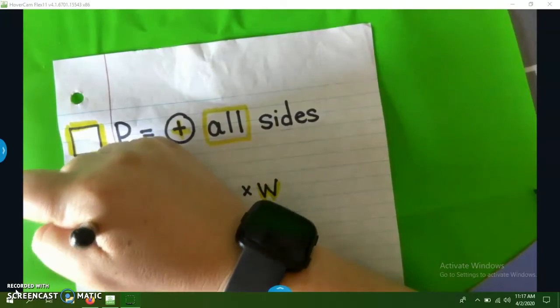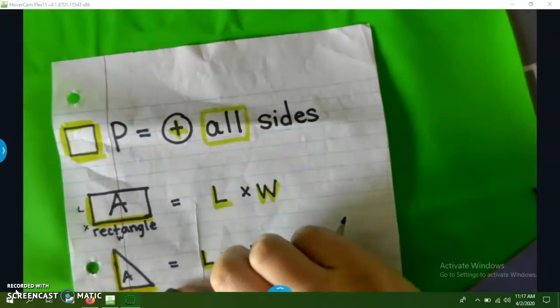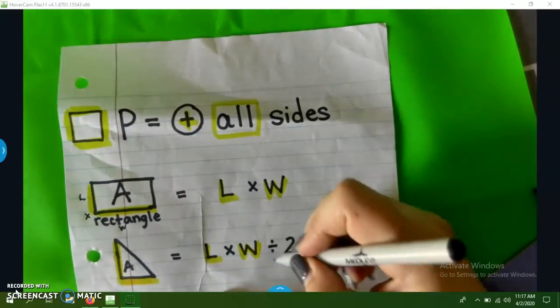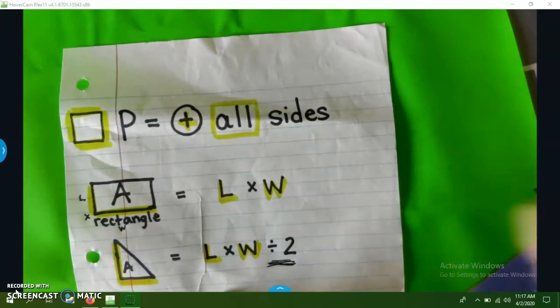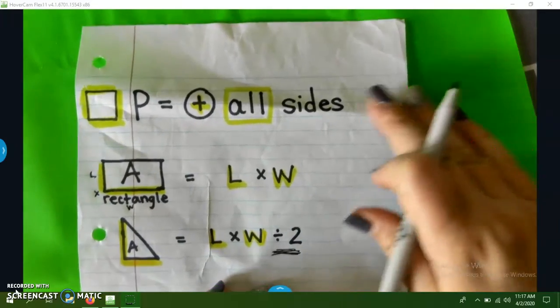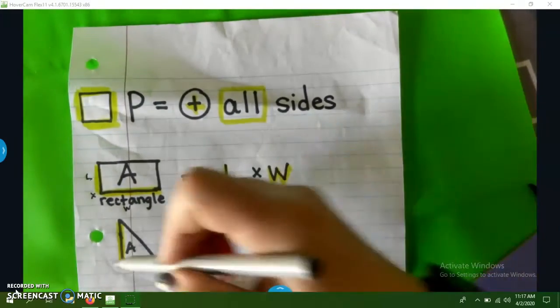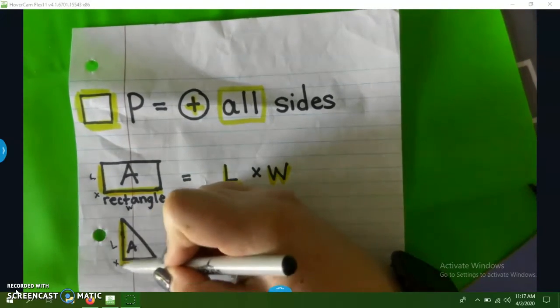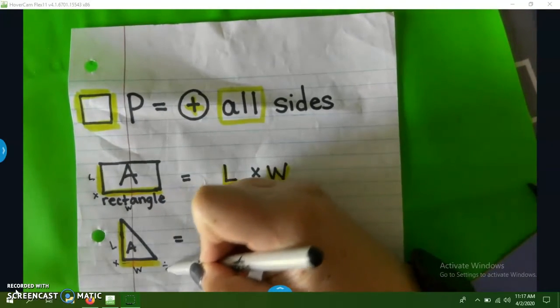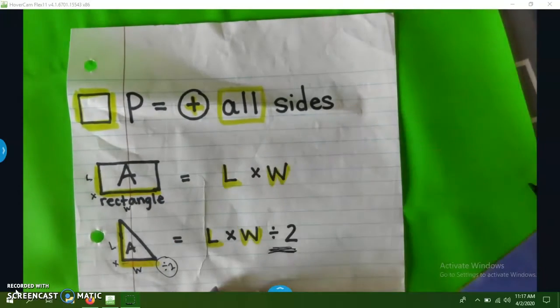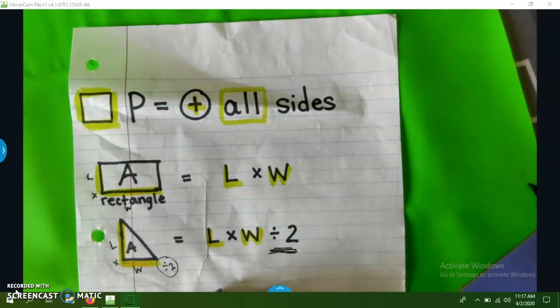Length times width. And then area of a triangle, it's a tricky triangle. You have to remember what makes it tricky. You have to remember that divide by 2. So I still find the L shape for area, and I do length times width. But I have to remember to divide by 2 because it's a tricky triangle, and we don't want to get tricked.